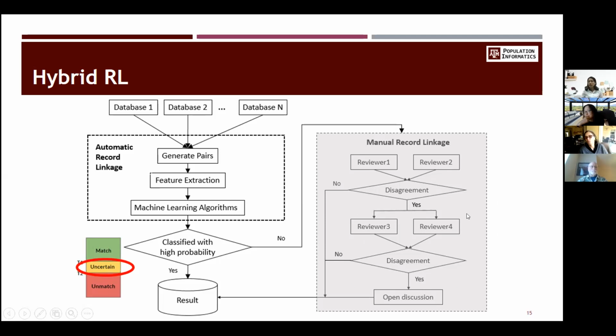In manual record linkage, first 2 reviewers review the uncertain pairs individually and record their decisions. If they agree, it goes to the result. If not, it means one of them says they are matched and the other says they're not matched. We need 2 other reviewers to review this pair. And if there is still disagreement, we need an open discussion, in which all 4 reviewers discuss with each other and decide about this pair.